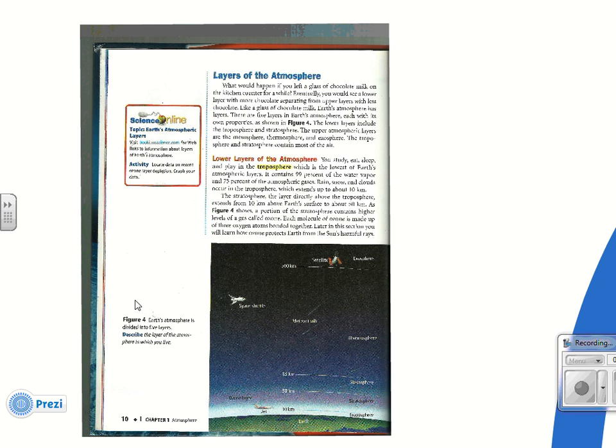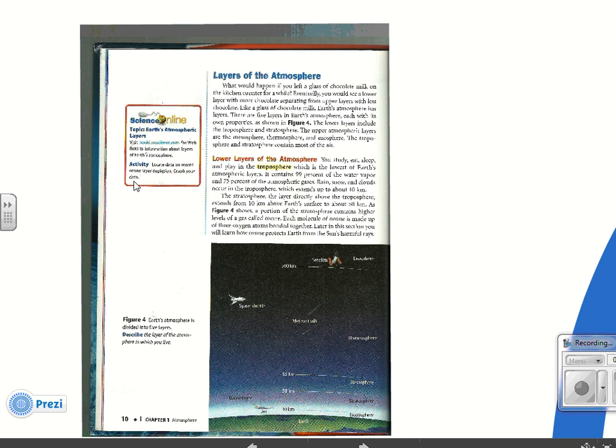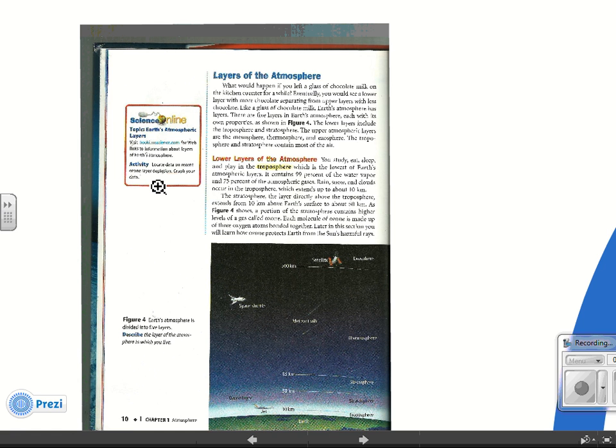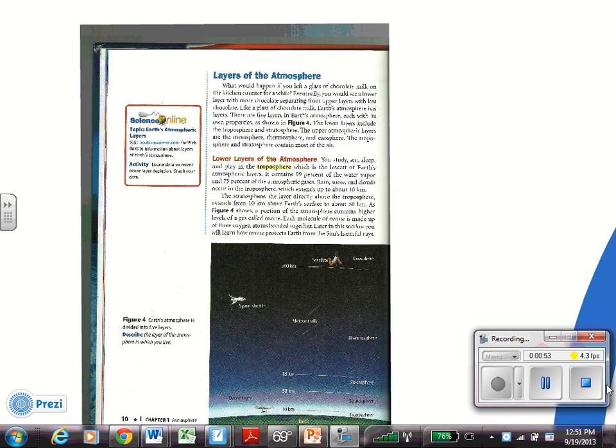So we have a graphic on this page that talks to us about what the different layers look like and what happens in each of those layers. We're about to read about that. And then there's the Science Online link here where you can find out more information. You can click this link here or you can type in this information to learn more about the layers.